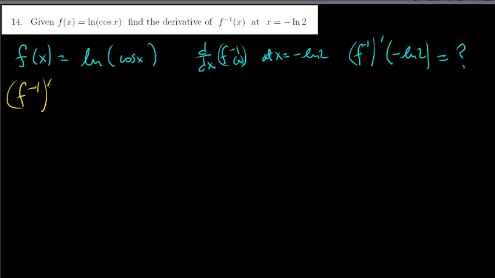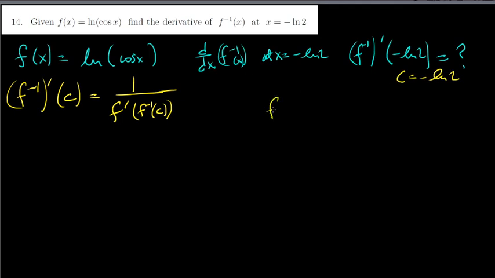All right, if we want the derivative of the inverse at a specific number, we're just going to take the reciprocal of the derivative of f and then plug in f inverse of c. In this case, c is negative log 2. So maybe let's do that first, right? What's the inverse at negative log 2?